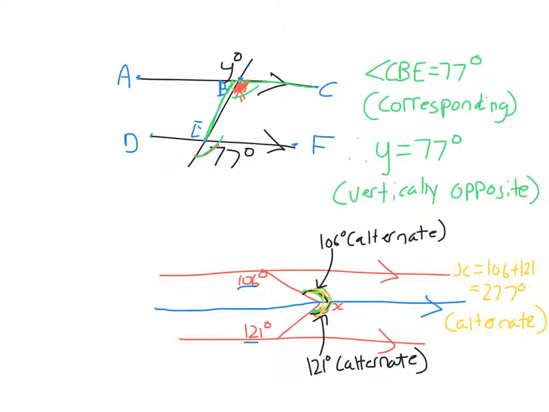So remember, co-interior angles are supplementary, not necessarily equal, C shape. Alternate angles, Z shape, they are equal. Corresponding angles, F shape, they are also equal. This is when you have two parallel lines cut by a transversal.